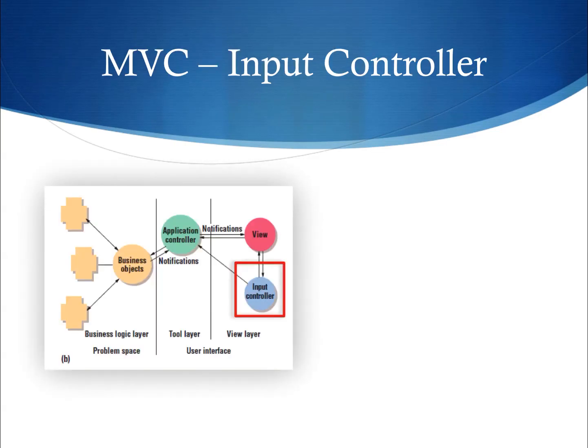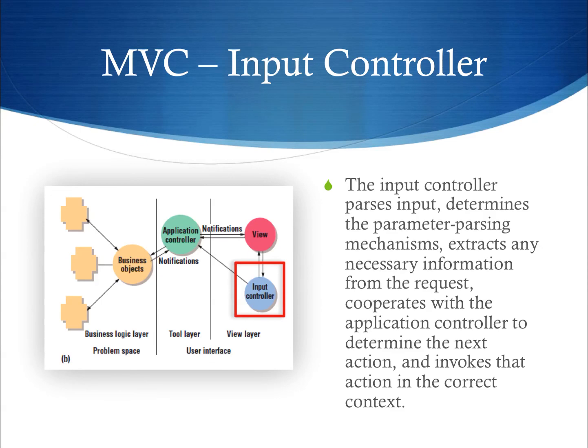And then we have the input controller. So the input controller parses inputs, determines the parameter parsing mechanisms, extracts any necessary information from the request, cooperates with the application controller to determine the next action, and invokes the action in the correct context. All right? That's pretty simple. On web applications, this layer maps all the URLs. All right?